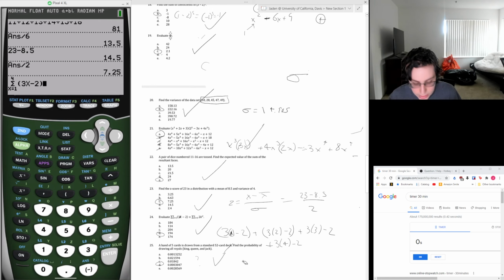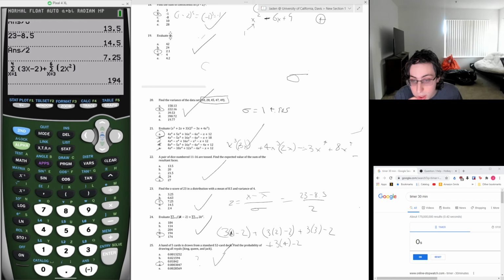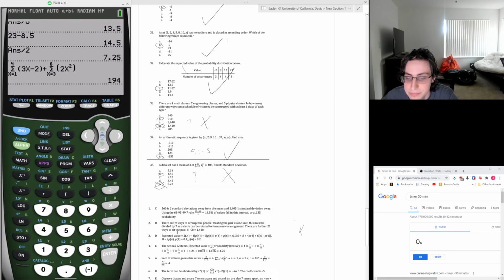So continue entering it into a calculator, plus sum. And this is honestly the easiest way to do it. I wouldn't recommend anybody actually do this by hand. 2x squared. 194. That's our answer. Okay, 25. I guessed on this one and somehow got it right. I want to see how they did it.